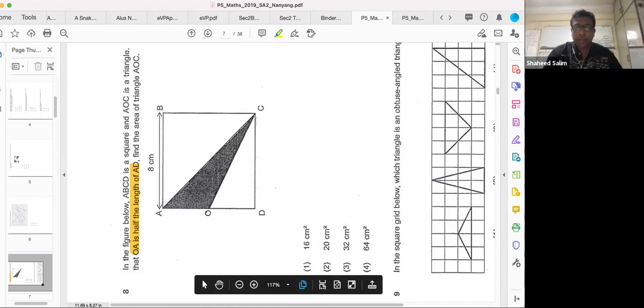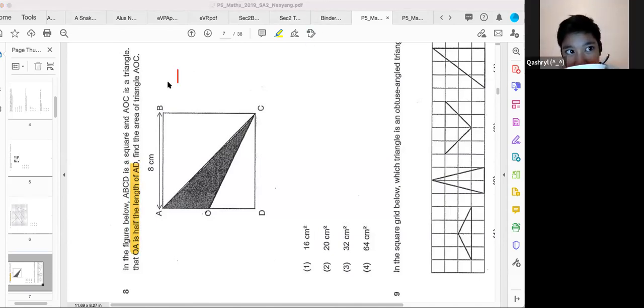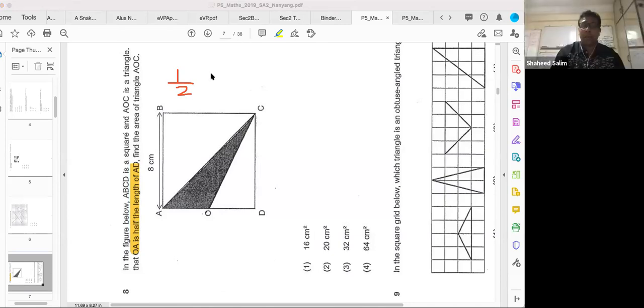Kasriel, you got to check your answer. You forgot the formula. Some of you have forgotten what the formula is. So I'm going to write it down for you. Half times base. What is base? Base is the bottom. Okay, bottom times height.